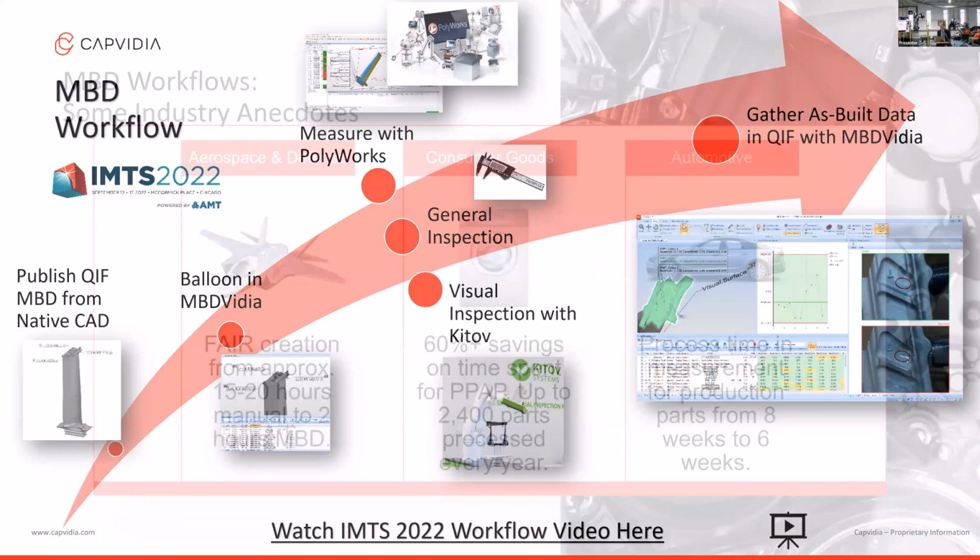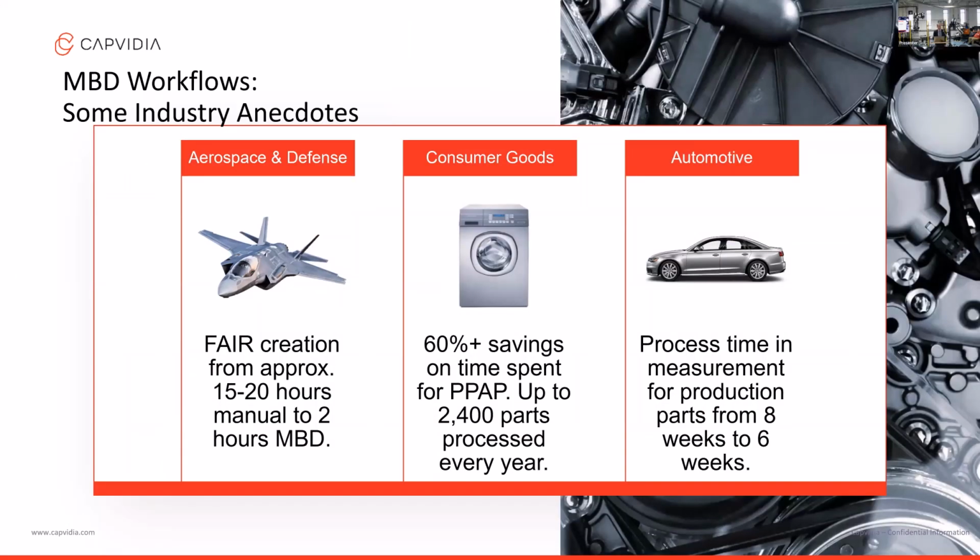And just some closing notes, a little bit about some anecdotes that we've gotten from some of our users in working with them on their MBD implementation. The first one, an aerospace and defense customer working on first article inspection report generation. This was a generation of AS9102. They were spending about 15 to 20 hours generating this document. With the initial implementation of our software, it took them down to 2 hours.